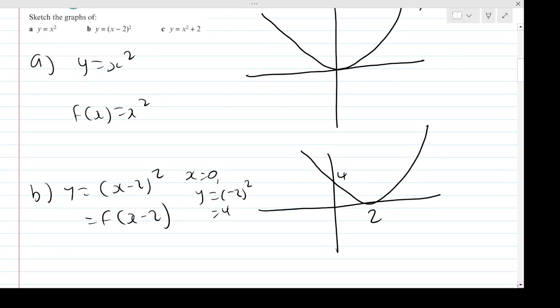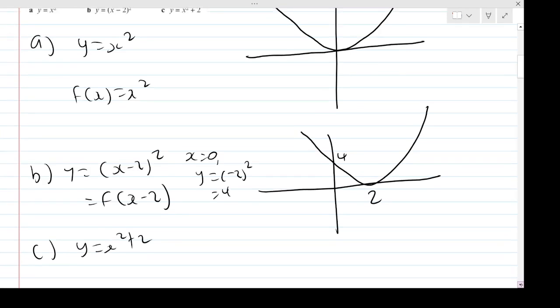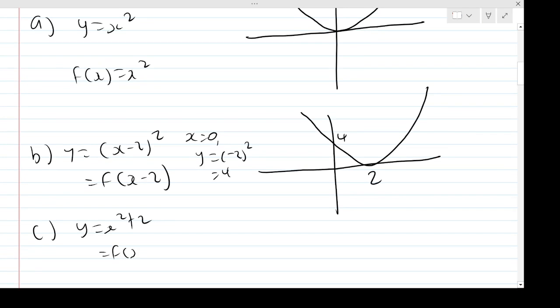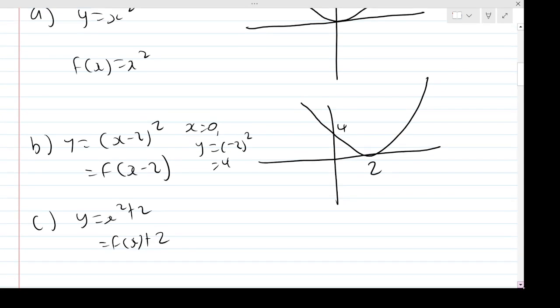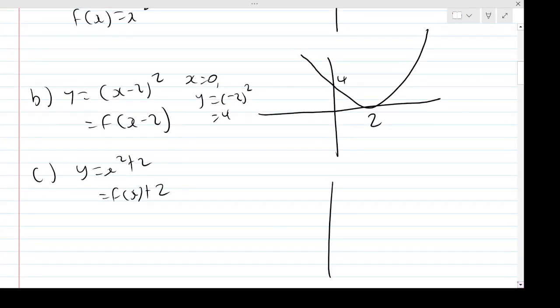Okay, and then part C, we need to sketch y is x squared plus 2. So if f of x is x squared, this is f of x plus 2. And so that's outside the function, so it does what we expect, and it affects y, the y values. And so what we expect, we add 2 to y, which means all the y values increase by 2, meaning the whole graph goes up by 2. And that's what happens, right? And so the x squared graph shifts up by 2, and so it will look like this. And so it will pass through the y-axis at 2.